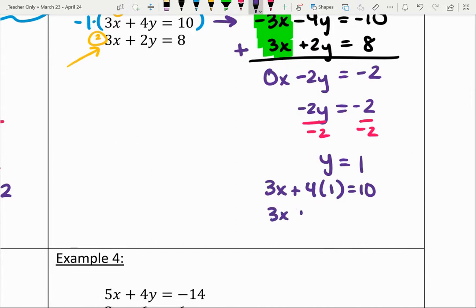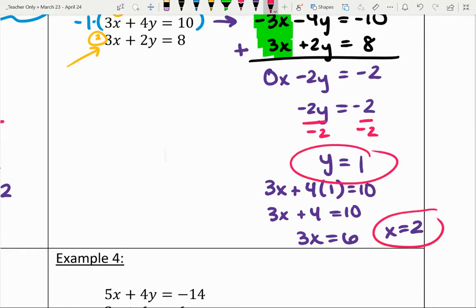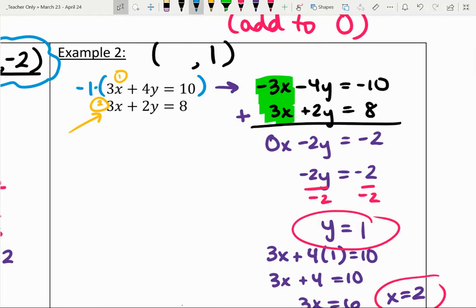So 3x plus 4 is equal to 10. If I subtract 4 from both sides, I'm going to get 3x is equal to 6. And 3 times 2 makes 6, so that must mean that x is equal to 2. And so I've got a solution, an x of 2 and a y of 1.